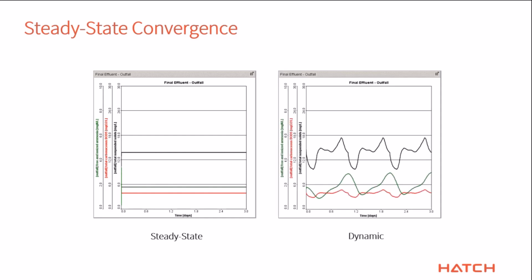Now, what you'll see here is if I run a dynamic simulation, it uses the steady state answer as the beginning of the dynamic simulation. So what you're seeing here is the flow going up and down over 3 days of diurnal flow. And these concentrations that are coming out the end of the plant, it uses the end of the steady state solution as the beginning of the dynamic run.